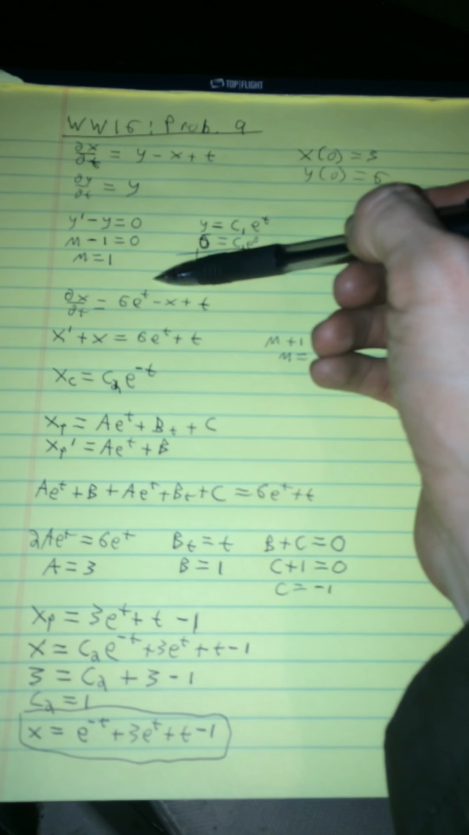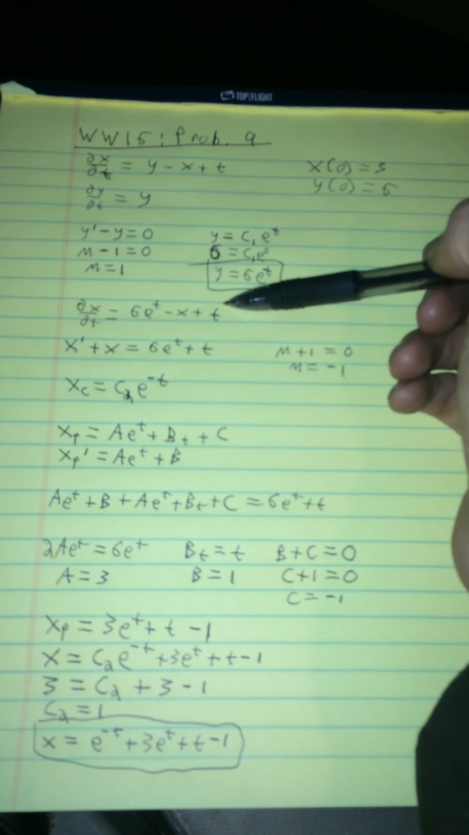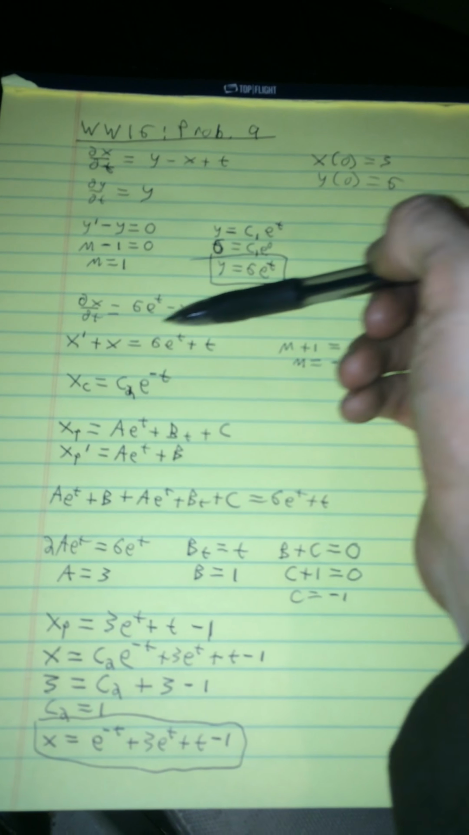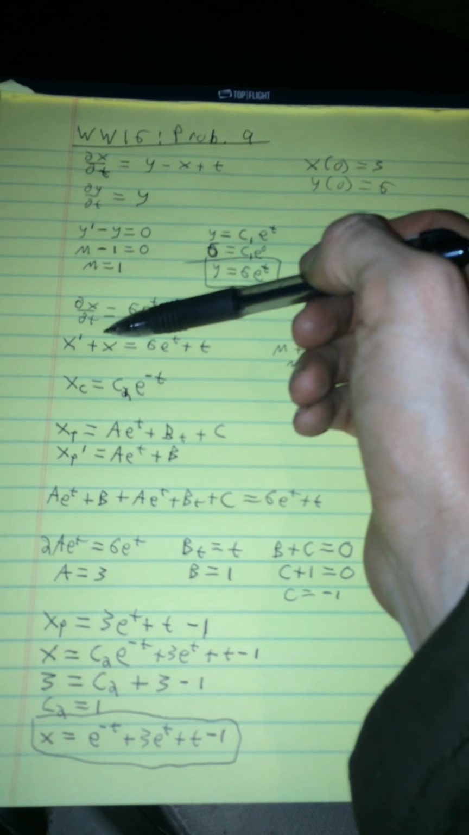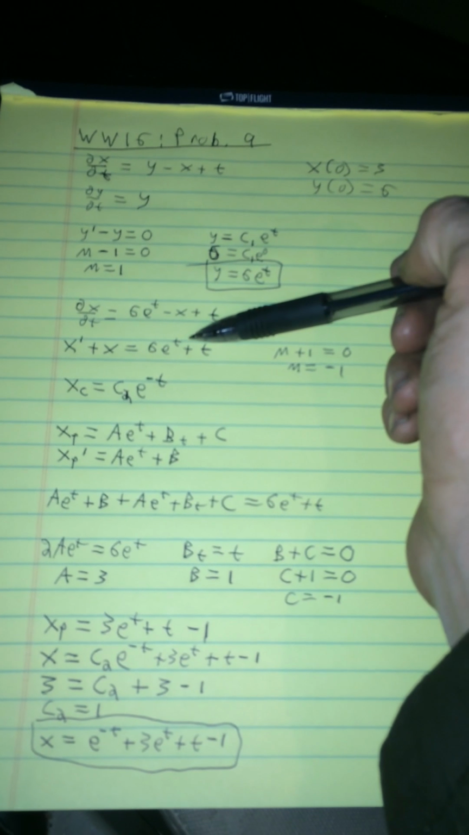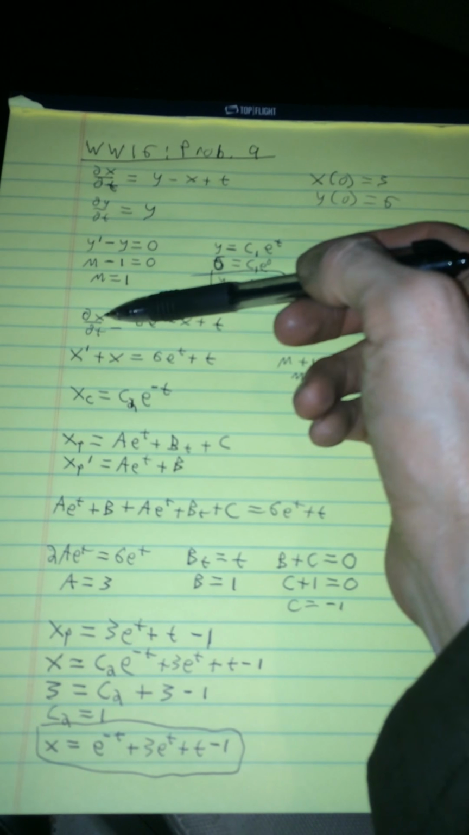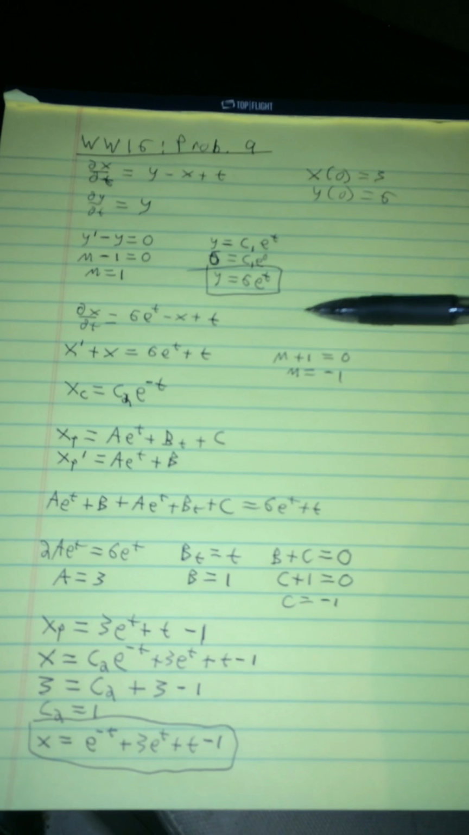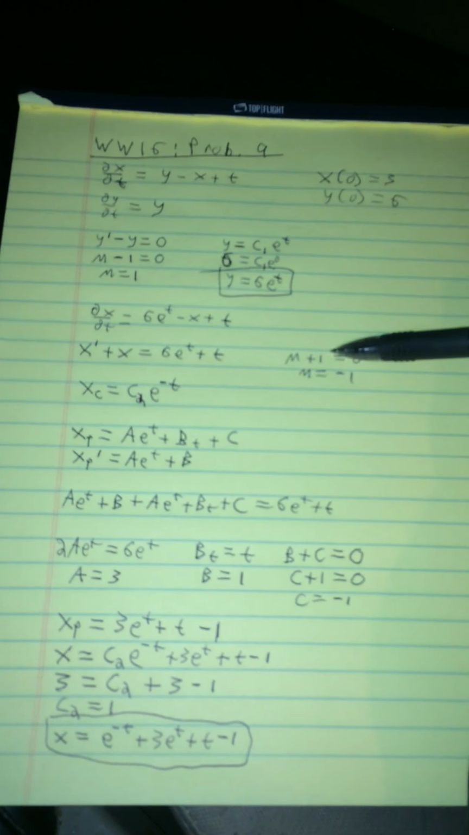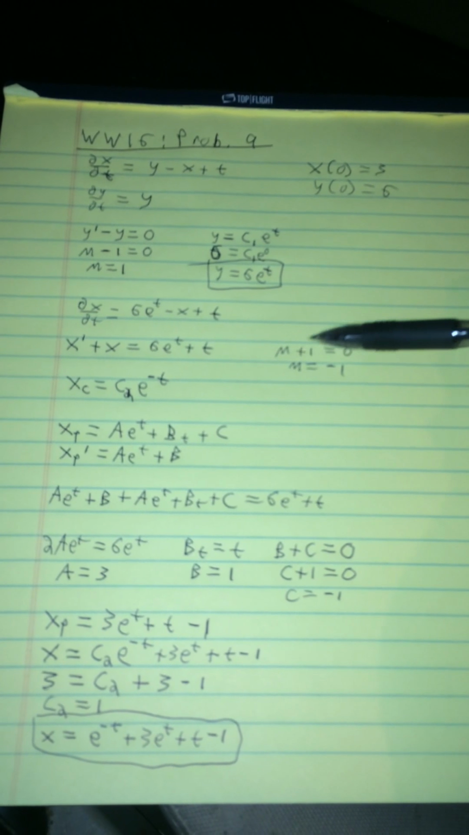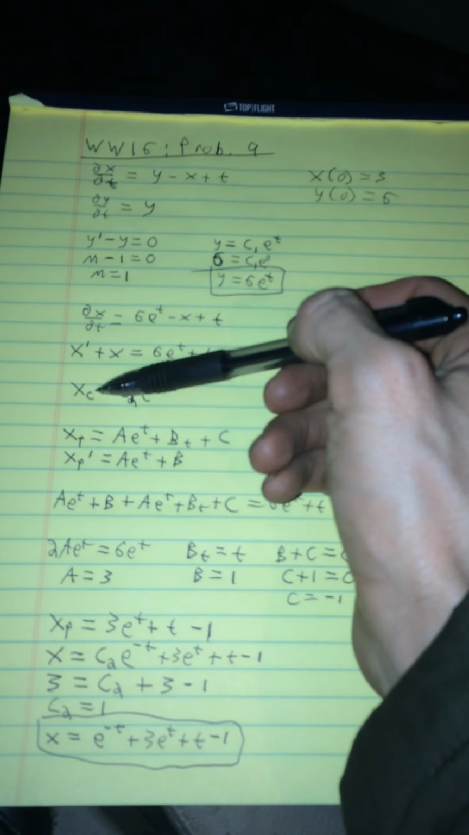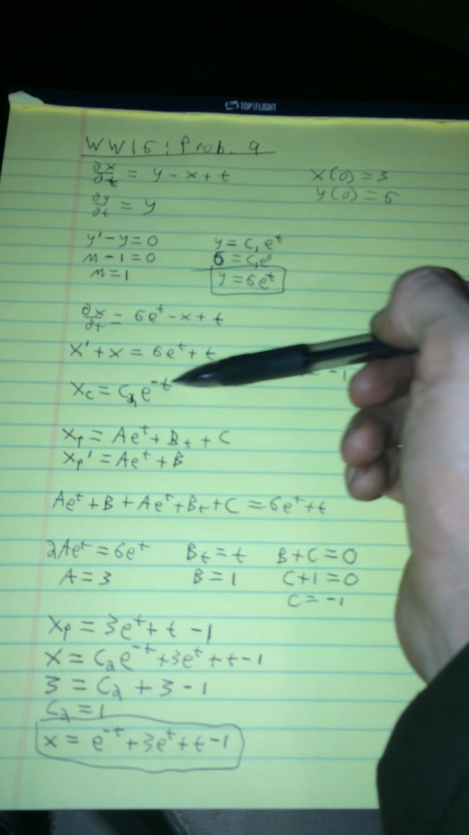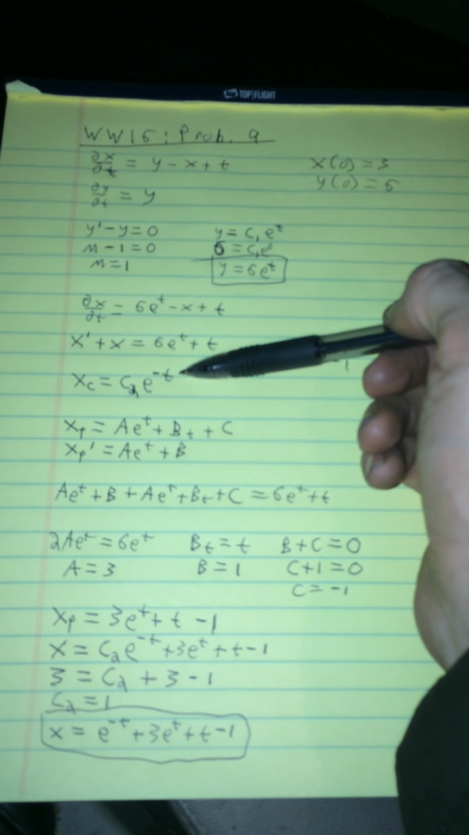So dx/dt equals 6 e to the t minus x plus t. We can create a characteristic equation again. X prime plus x is 6 e to the t plus t. Just moved over the x. For the characteristic equation, I've got m plus 1 is 0, m is negative 1, so that means our complementary solution is c2 e to the negative t.